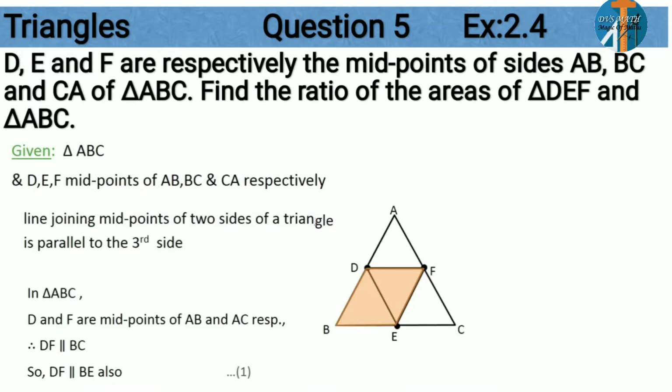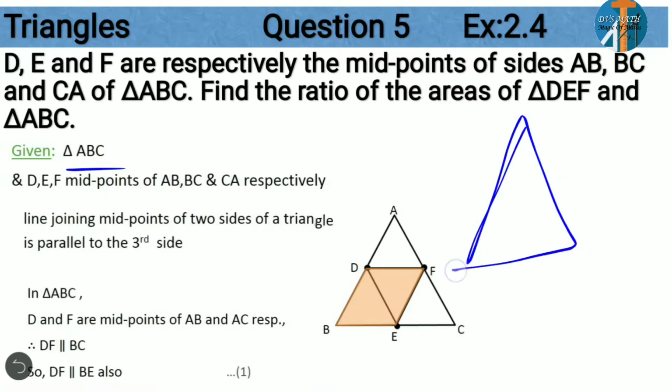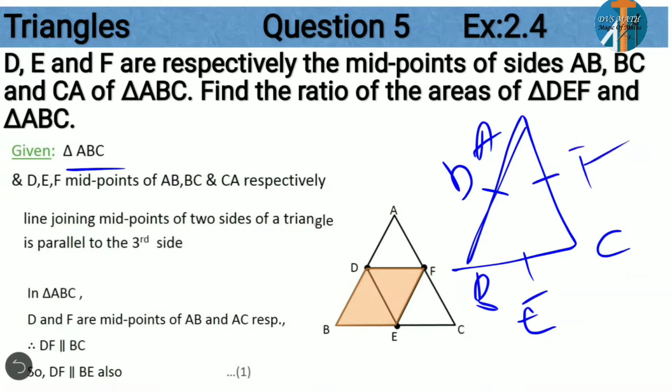As given, the main triangle is ABC, you can observe here triangle ABC. D, E, F are the midpoints of AB, BC and CA. So here ABC is a triangle. D is the midpoint of side AB, E is the midpoint of side BC, F is the midpoint of side AC. Okay. So now here you can observe we have three midpoints D, E and F.